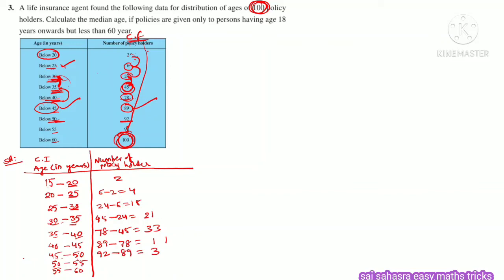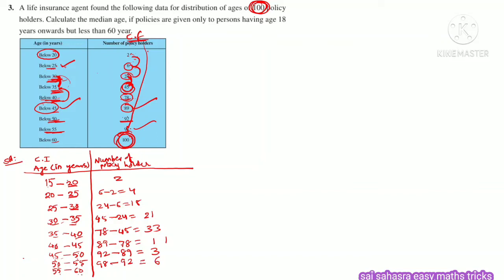Next, 50 to 55 is needed. Below 55 altogether 98 people are there, and we need only 50 to 55. Below 50, 92 people are there, and these 92 are not required, so 98 minus 92 is what we need. Means subtraction we have to do.